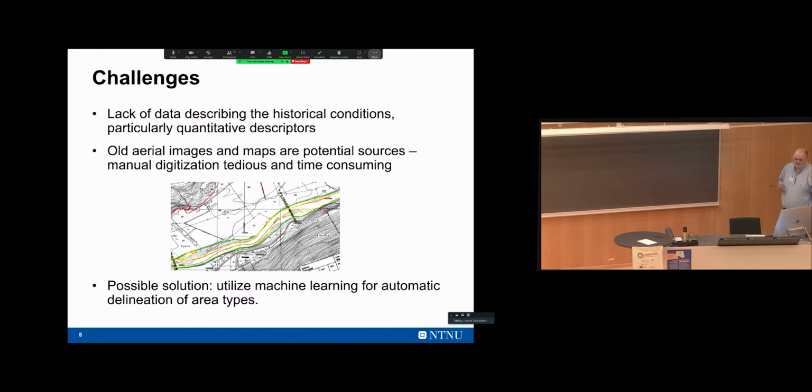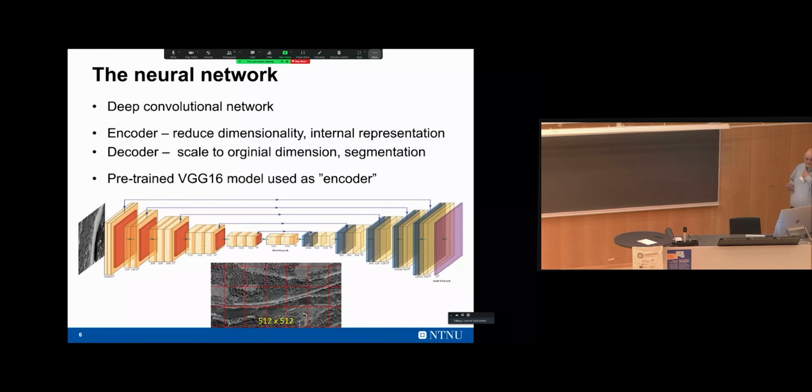So the idea here is to try to use machine learning to do this, to train a machine learning algorithm to recognize features in these old images. And this has to be done on black and white images, which increases the challenge quite a bit. I think that is also one of the reasons the computer scientists were interested in doing this work. So we have our deep convolutional neural network with a pre-trained encoder. We feed the images into this system and we get the classification out.